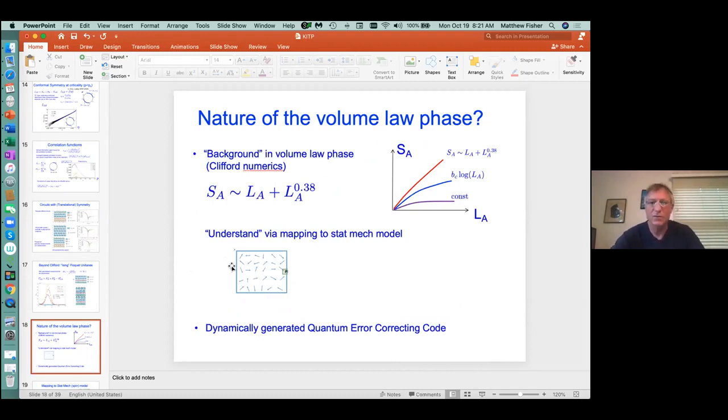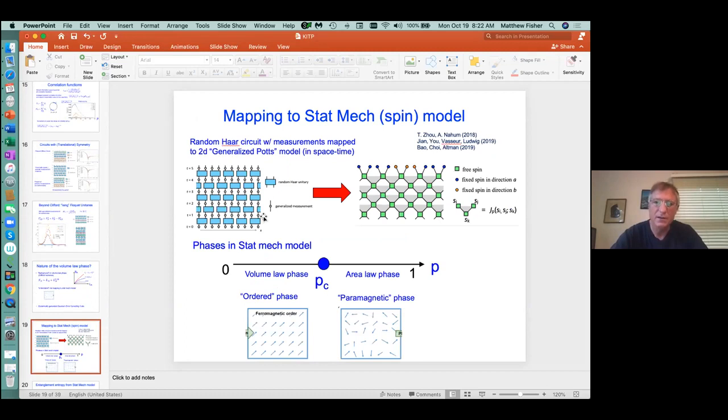Okay, in the remaining time, what I want to do is focus on the volume law phase. It turns out the volume law phase is pretty interesting and not really that well understood. One feature that we find numerically from these Clifford circuits is that in addition to the volume law entanglement entropy, which grows with the length of the subsystem L sub A, there's a background in the volume law phase which varies subdominantly with an exponent which is around 0.38 in the Clifford numerics. And we can understand this at least qualitatively via mapping to a stat-mech model, which I'll describe briefly now. And then I'll turn to a dynamically generated quantum error correcting code at the end.